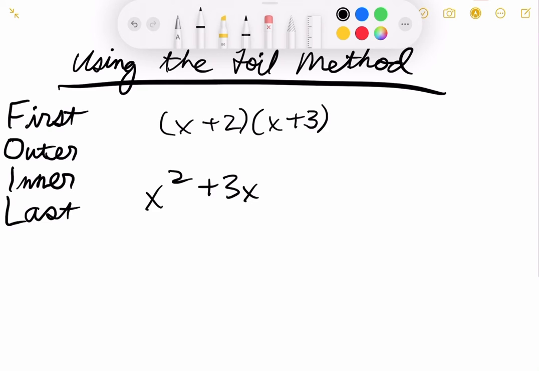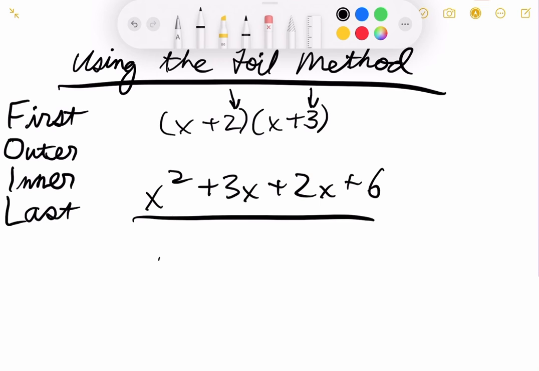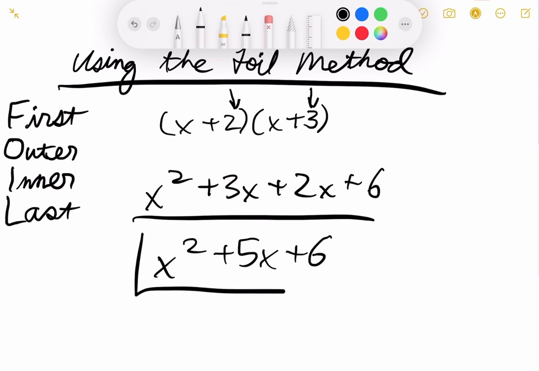Next, we multiply the inner terms, which is 2 and x, and 2 times x is 2x. And finally, we multiply the last terms of the equation, which is 2 and 3, and 2 times 3 is 6. Then we add the terms together, and it gives us x squared plus 5x plus 6, which is our final answer.